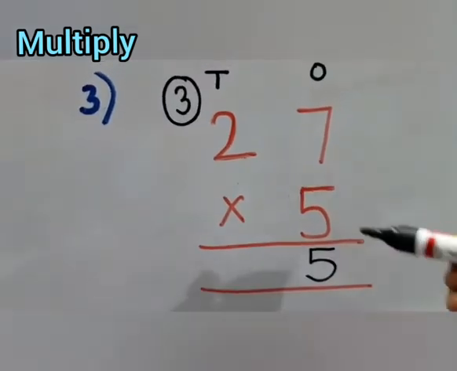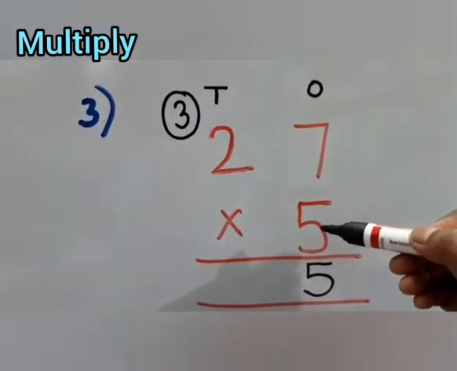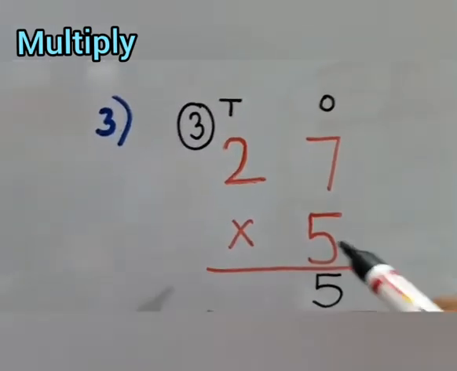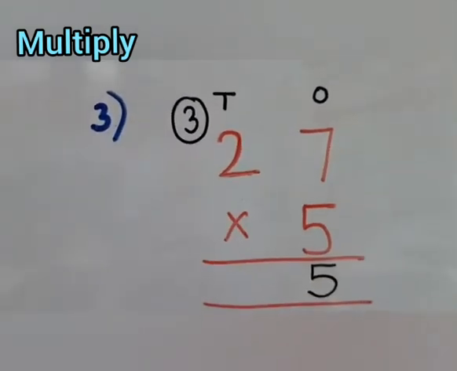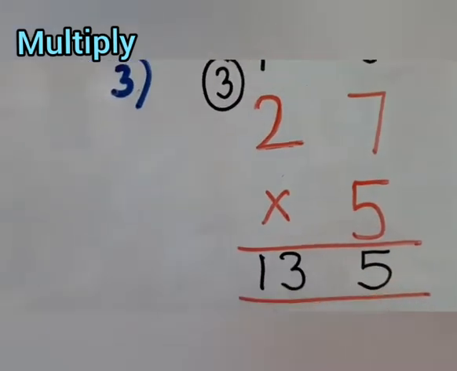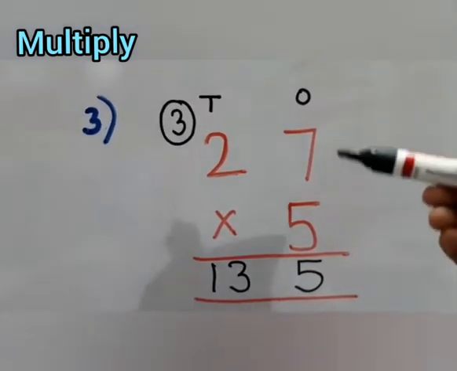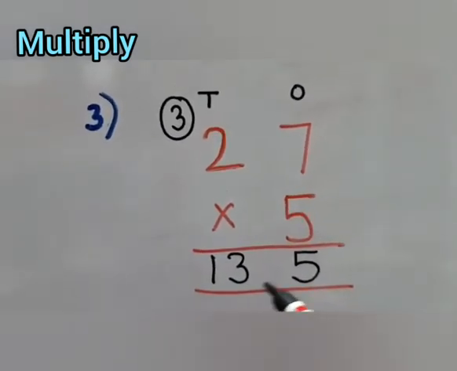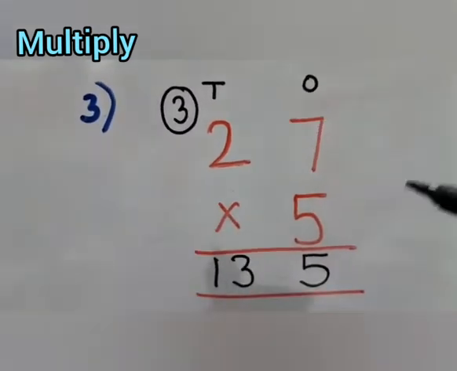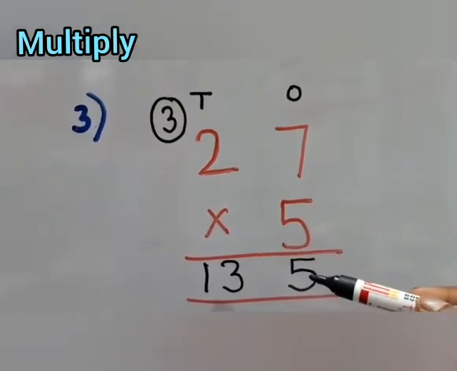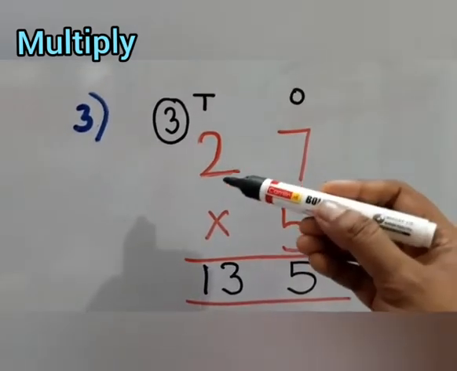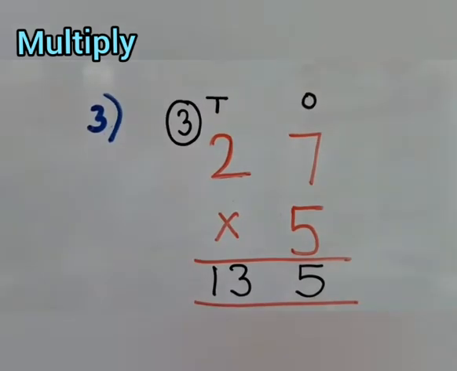Then what we will do? Then we will multiply the tens digit number. So 5 twos are 10, and we have one carried number here. So 5 twos are 10, and 10 plus 3, 13. So when we are multiplying 27 with 5, our answer is 135. Once again, 5 sevens are 35, 5 the ones digit number we are writing here, and the tens digit number we are carrying over here. Then 5 twos are 10, and 10 plus 3, 13.